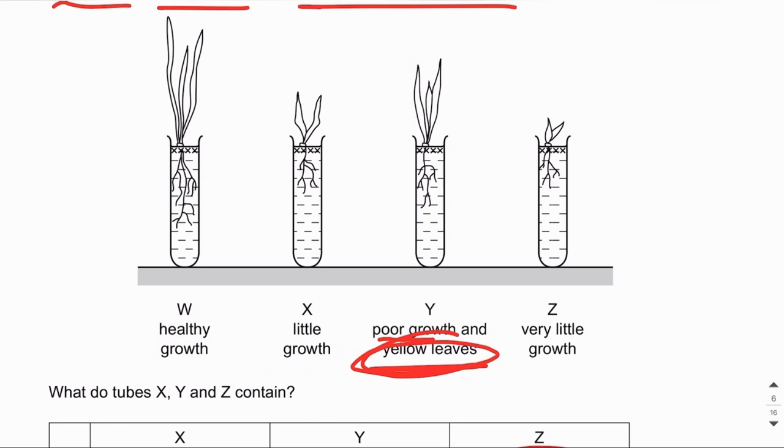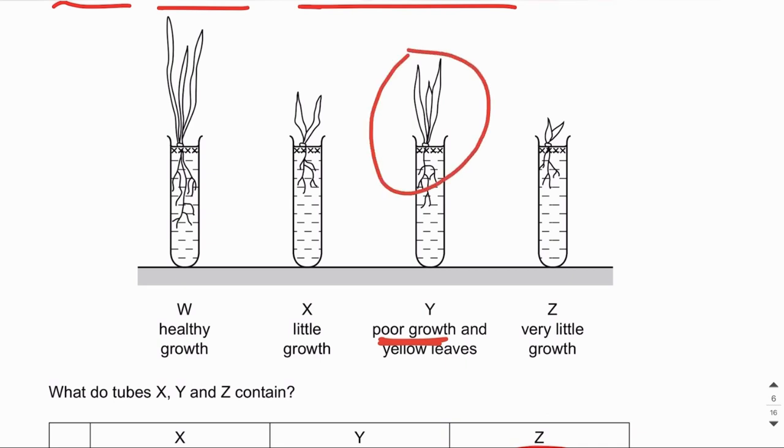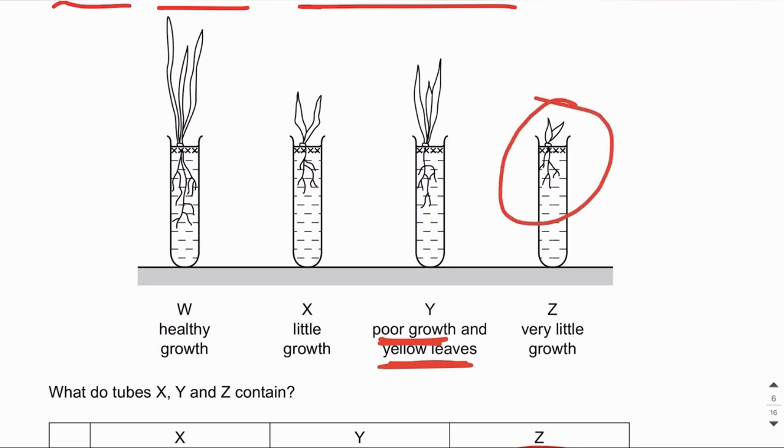And if magnesium ions are absent, what will happen? There will be poor growth, not very poor, not little or very little. It's poor growth. The growth is affected, but not that much because nitrates are present. However, the leaves will be yellow, and that is the main effect of magnesium deficiency. So whenever you see yellow leaves, there is magnesium deficiency. Whenever you see little growth, there is nitrate deficiency. When you see very little growth, then both the ions are absent.